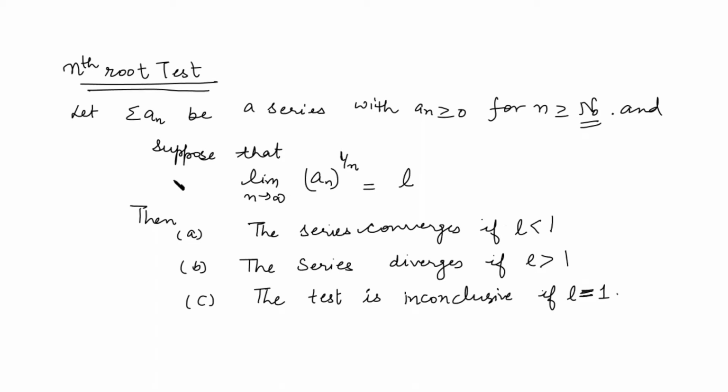So same as in the case of the ratio test, we have a series with positive terms, and then we find the nth root of the nth term and then find the limit as n approaches infinity. Say it is L. If this L is less than 1, then the given series converges. If L is strictly greater than 1, then the given series is divergent. And for L equal to 1, this test fails. That means we have to apply some other test to check the behavior of the given series. Now just see how it will work.